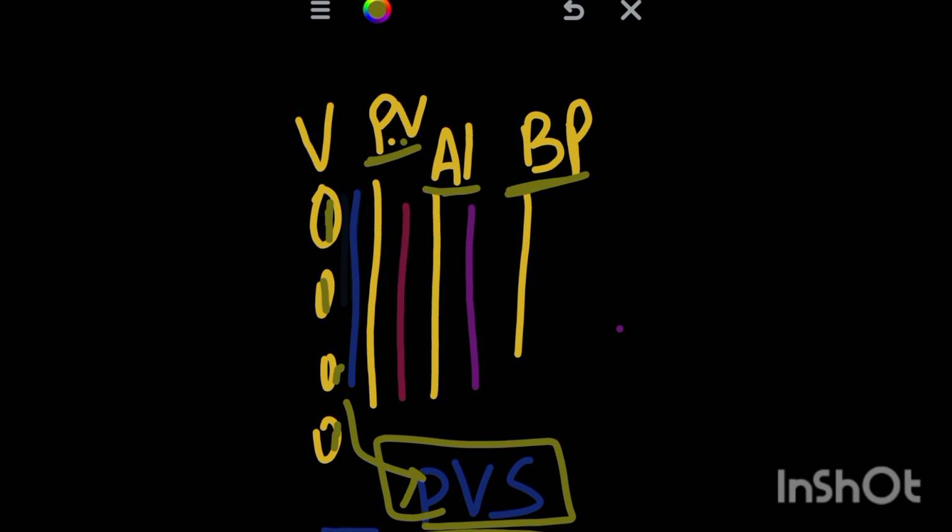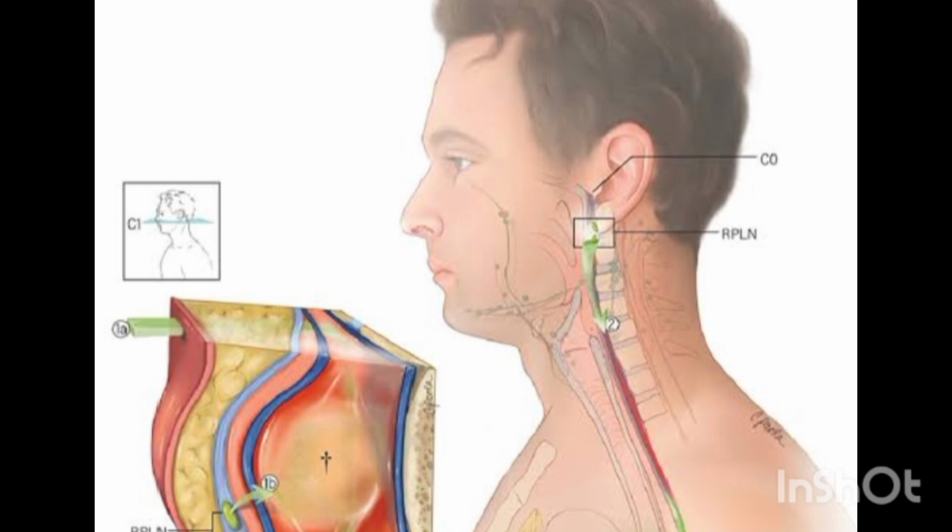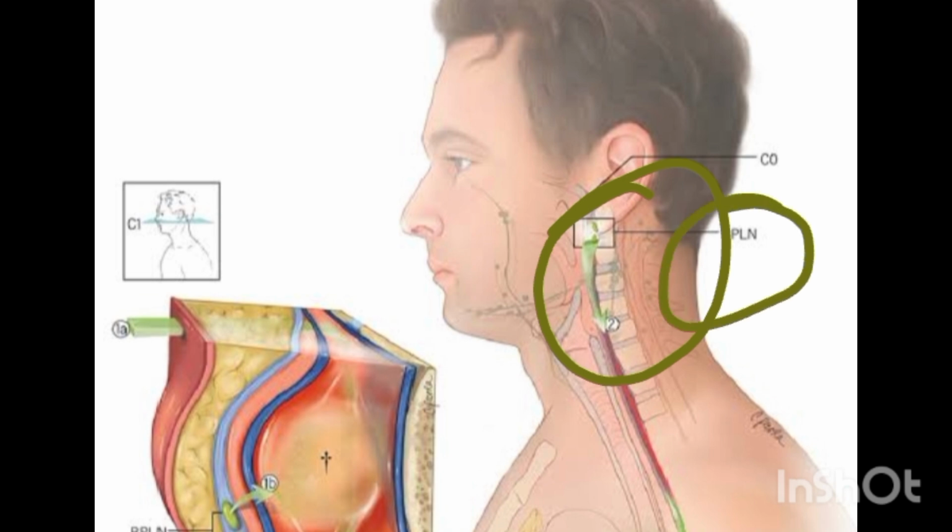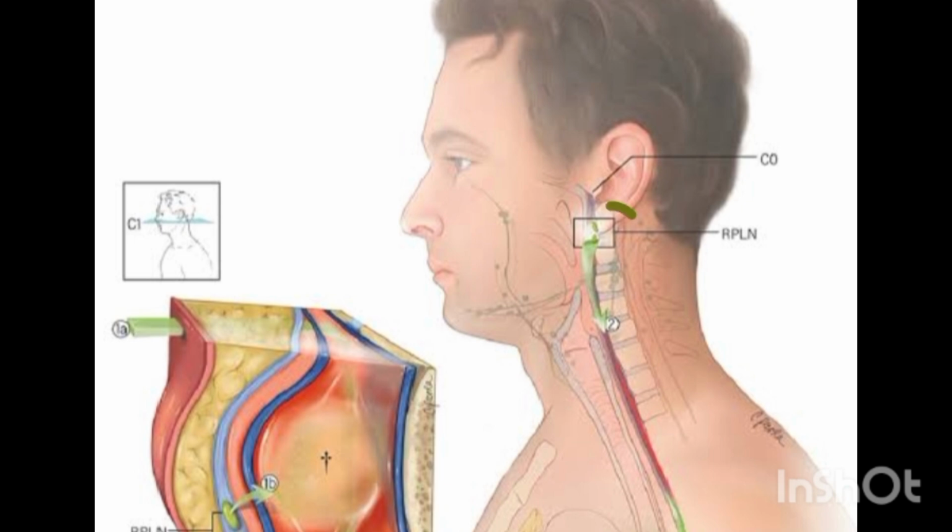Let me explain with another picture. See the retropharyngeal lymph nodes. Infection of the retropharyngeal lymph nodes is one of the causes of the retropharyngeal abscess. If we are suspecting that the patient has a retropharyngeal abscess, there is enlargement of the retropharyngeal lymph nodes behind the pharynx. Here you can see the retropharyngeal lymph nodes.